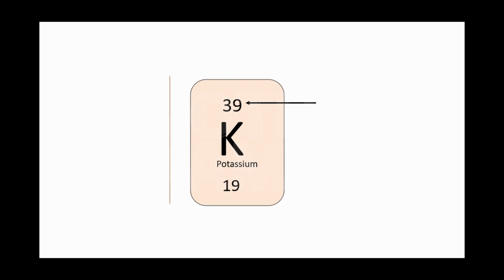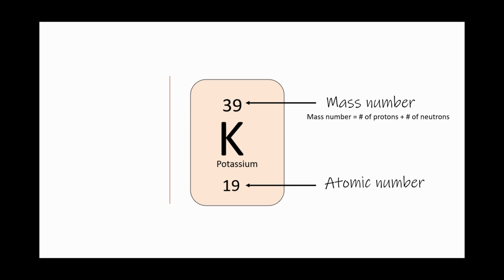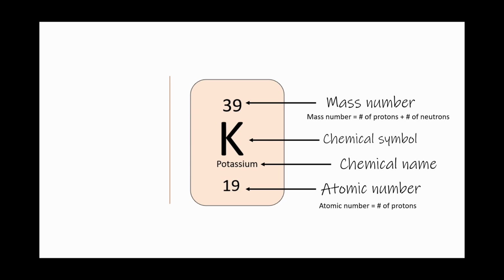Okay, so let's do another example really quickly. We're going to fly through this one. Again, the bigger number is the mass number, which is equal to the number of protons plus the number of neutrons. The smaller number is called the atomic number, and it's the number of protons only. And for completeness, K is the chemical symbol and potassium is the chemical name.